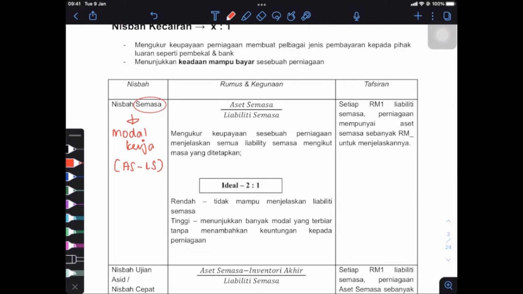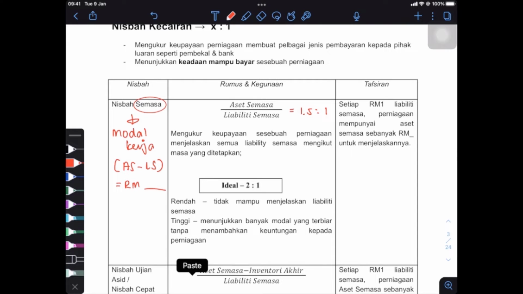So how these two are related is they are using the same figures. We use asset semasa, we use liability semasa for both. We just have for nisbah semasa, we try to get the answer in a ratio. So this one, you will get something like 1.5 to 1. For modal kerja, we are getting the actual figure in RM. So we use minus. Asset semasa minus liability semasa. So they are supposed to be consistent.